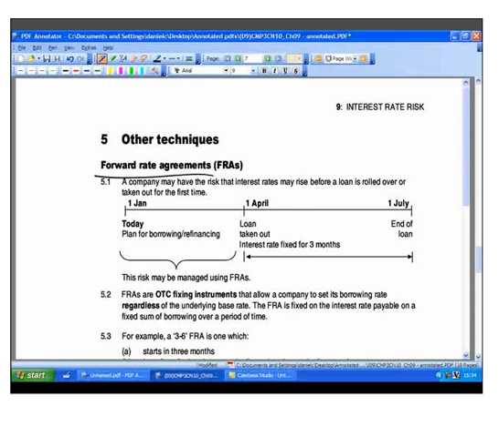So if, for example, you were looking to take out a loan at some point in the future, and in the illustration here it's now the 1st of January, we want to take out a loan on the 1st of April, we want to protect ourselves against the risk that interest rates will rise before the 1st of April. We want to fix the interest we're going to pay on that debt. The forward rate agreement will allow us to do that.